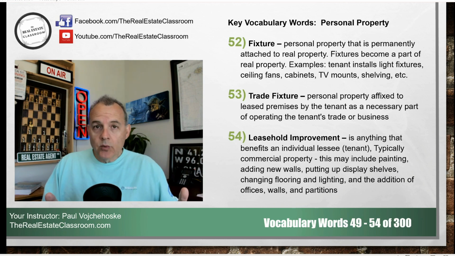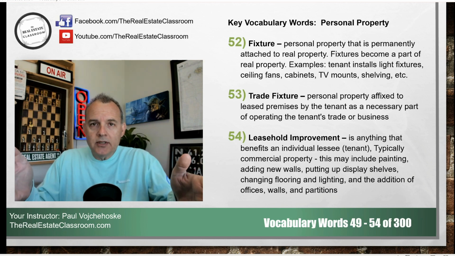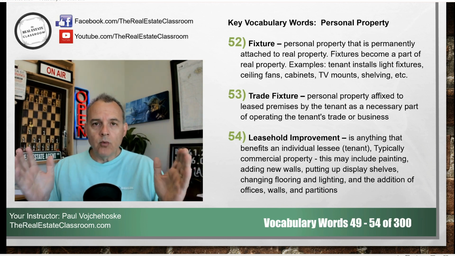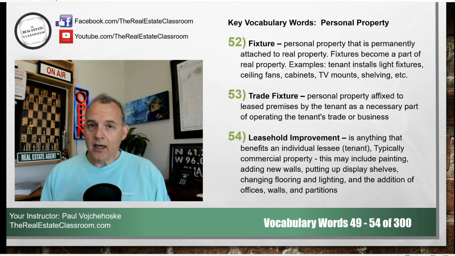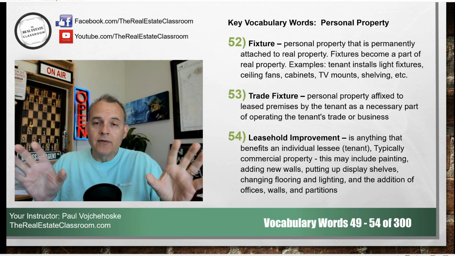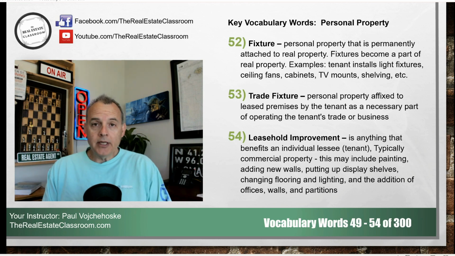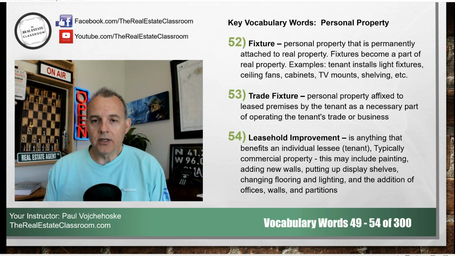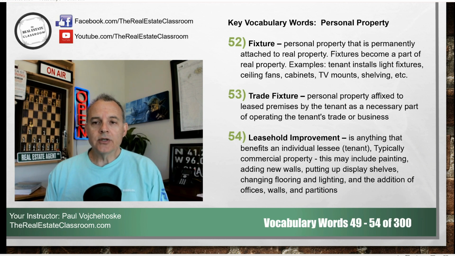Now, those cabinets started out as personal property, but once that tenant bolted those cabinets to the wall, then those cabinets became part of the real property, and guess what? They also became property of the landlord. The tenant cannot remove them once they are fixed permanently to that wall in the kitchen. That is a fixture. A fixture is personal property that becomes real property once it's affixed to the real property.